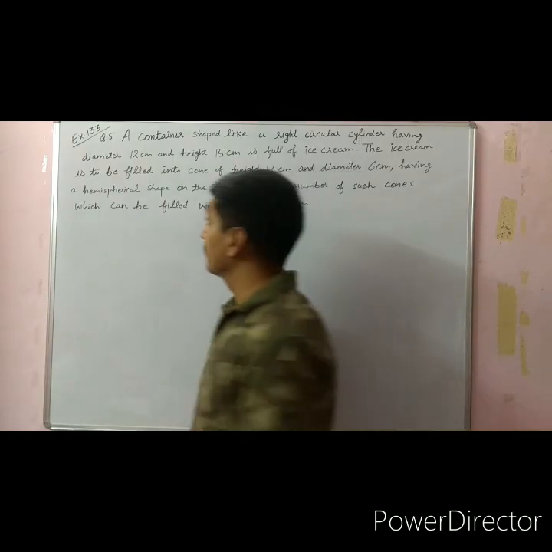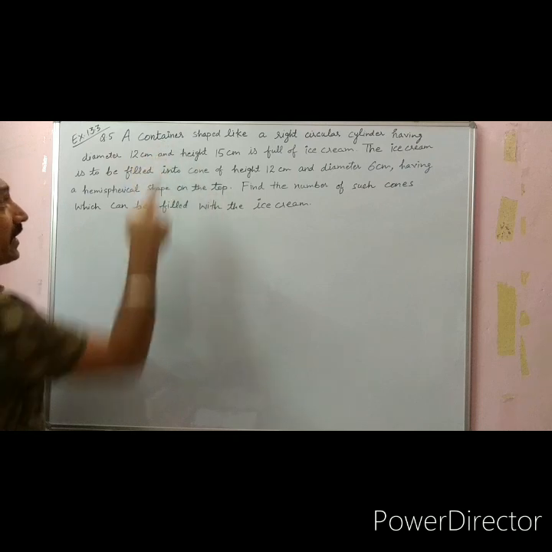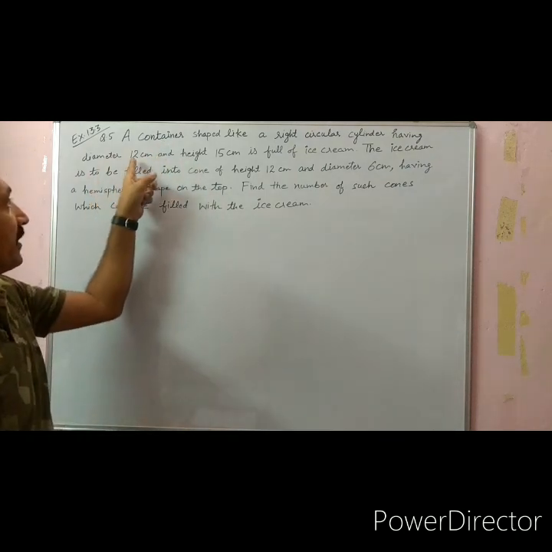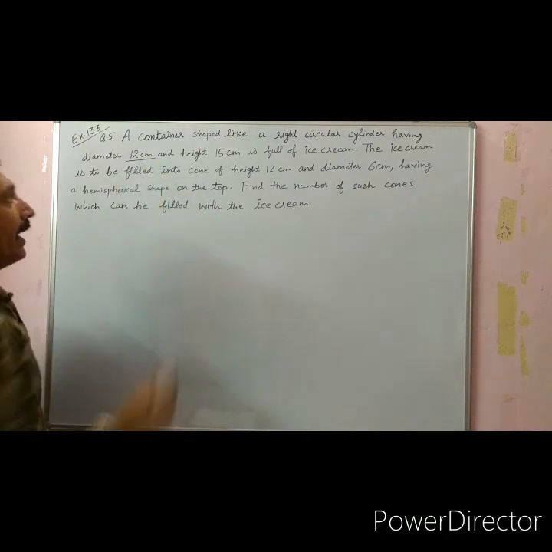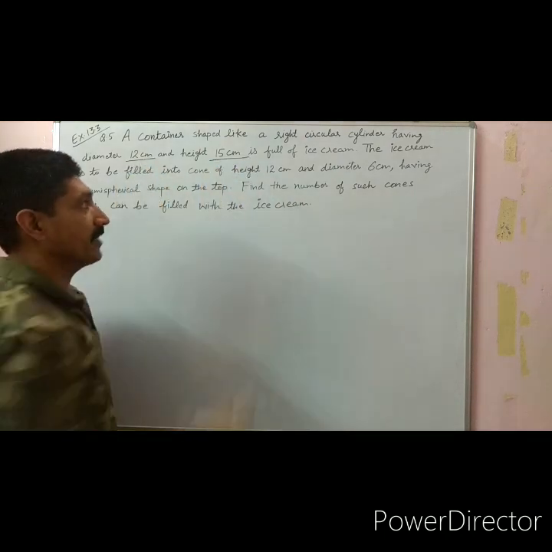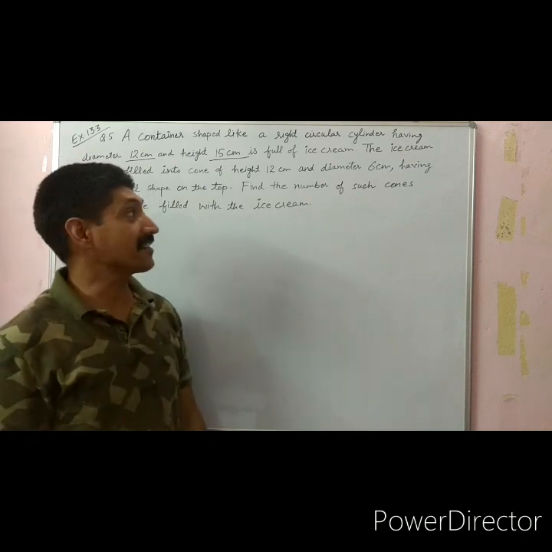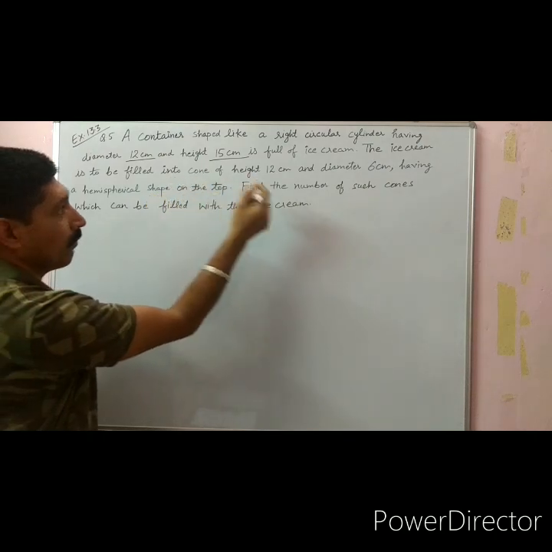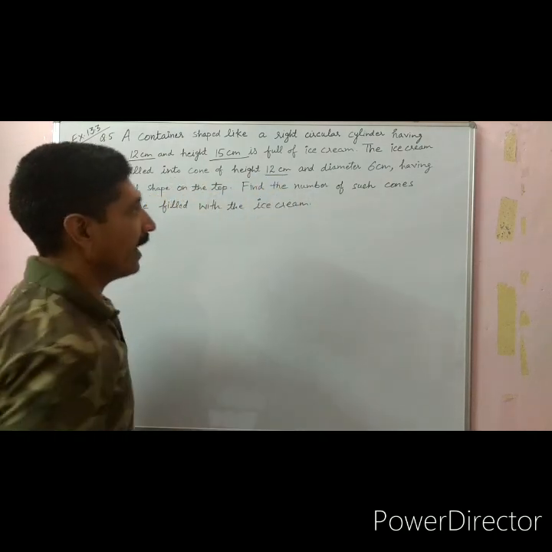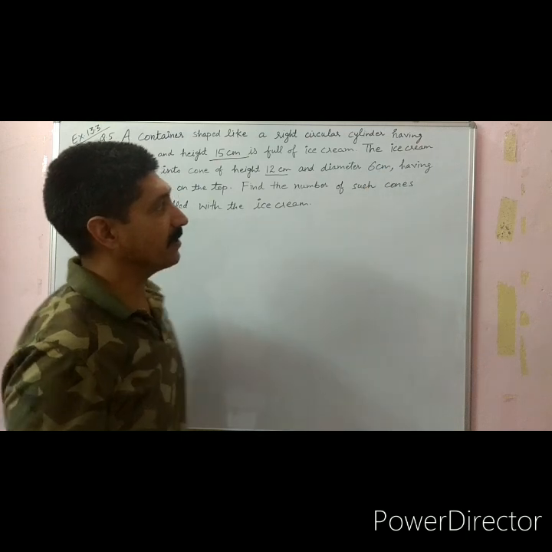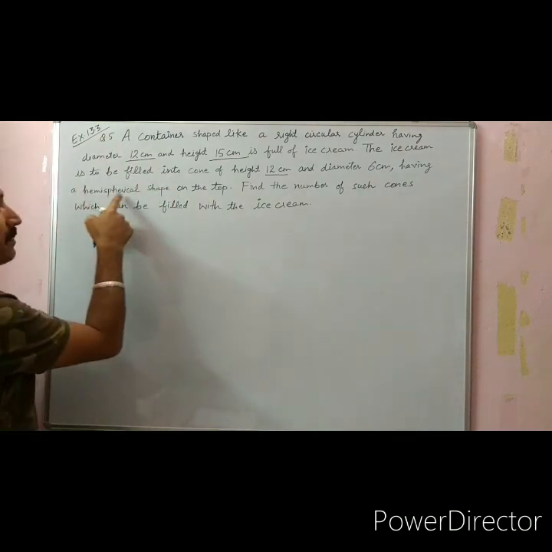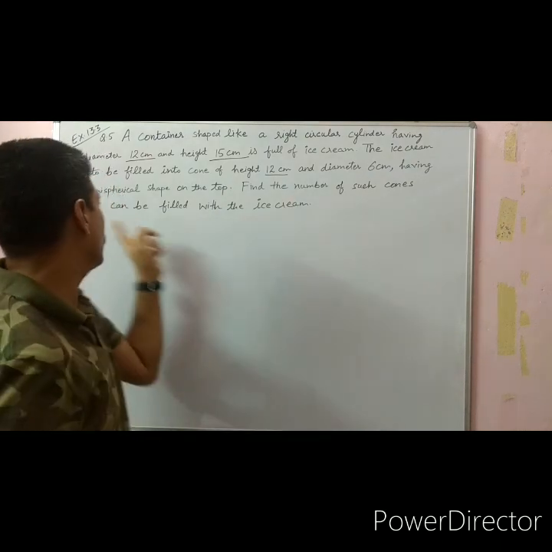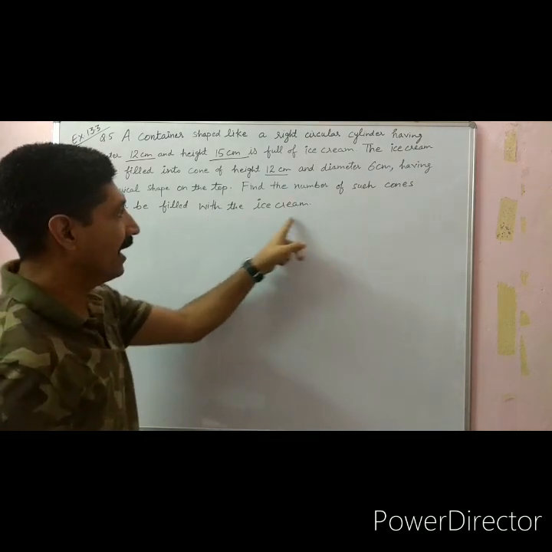Question number 5. A container shaped like a right circular cylinder having diameter 12 centimeter and height 15 centimeter is full of ice cream. The ice cream is to be filled into a cone of height 12 centimeter and diameter 6 centimeter having a hemispherical shape on the top. Find the number of such cones which can be filled with the ice cream.